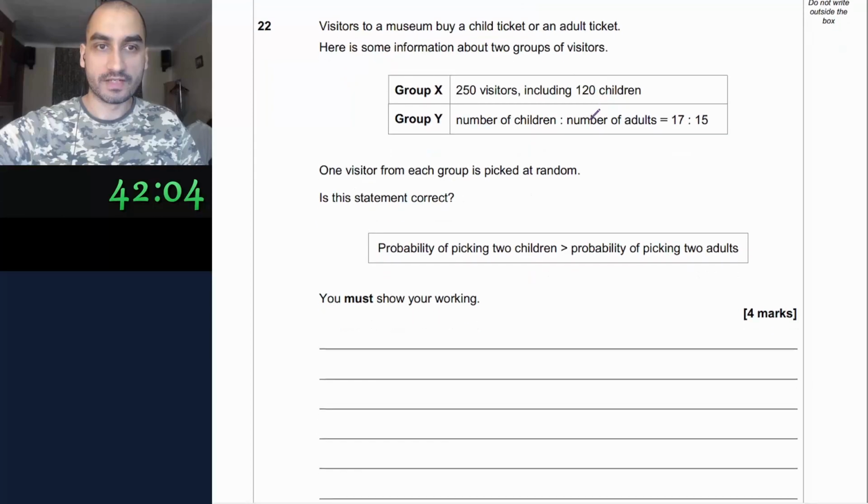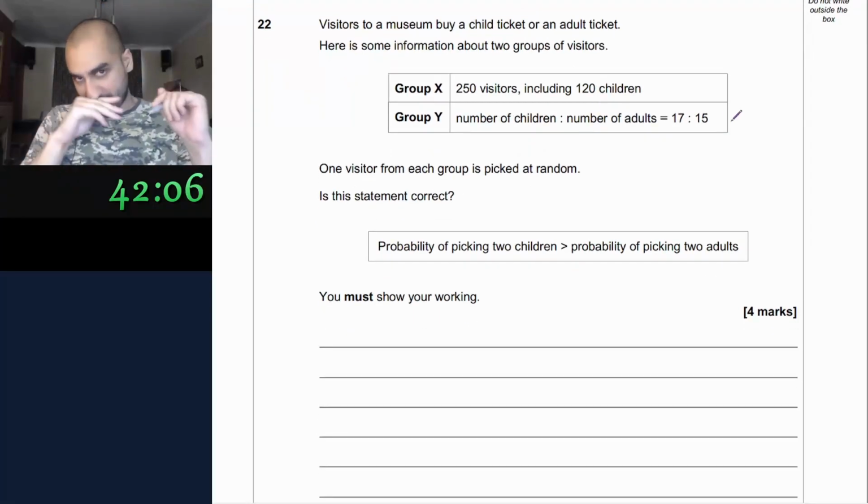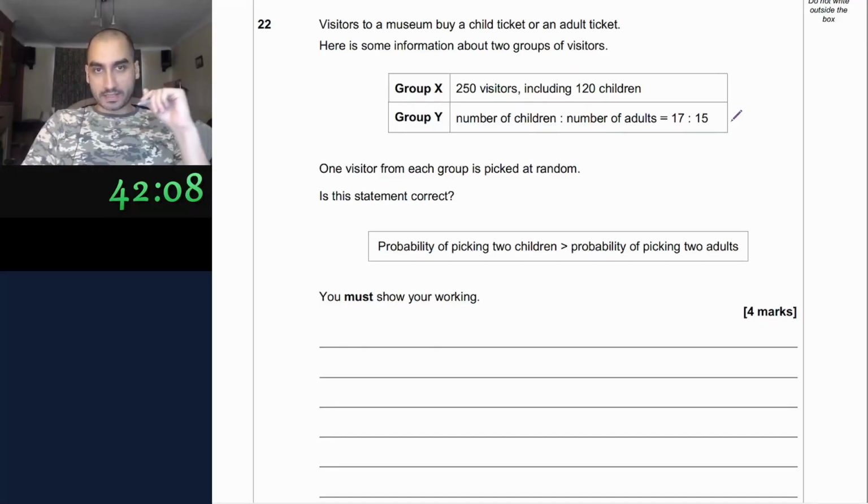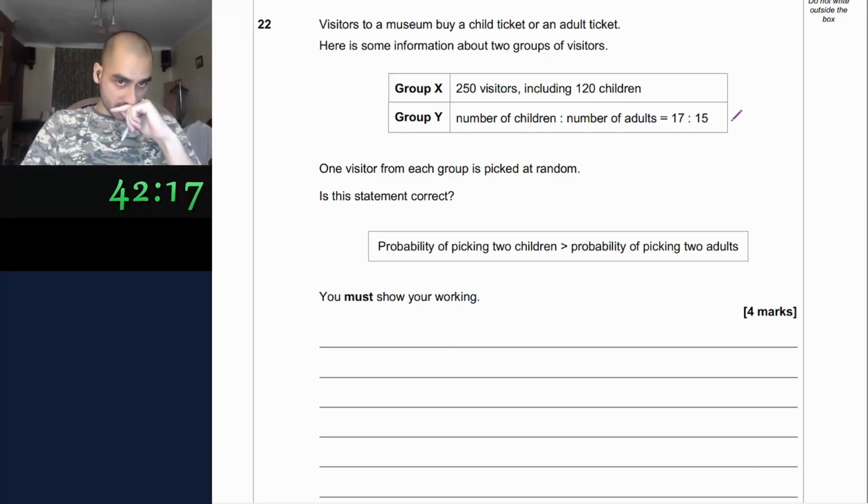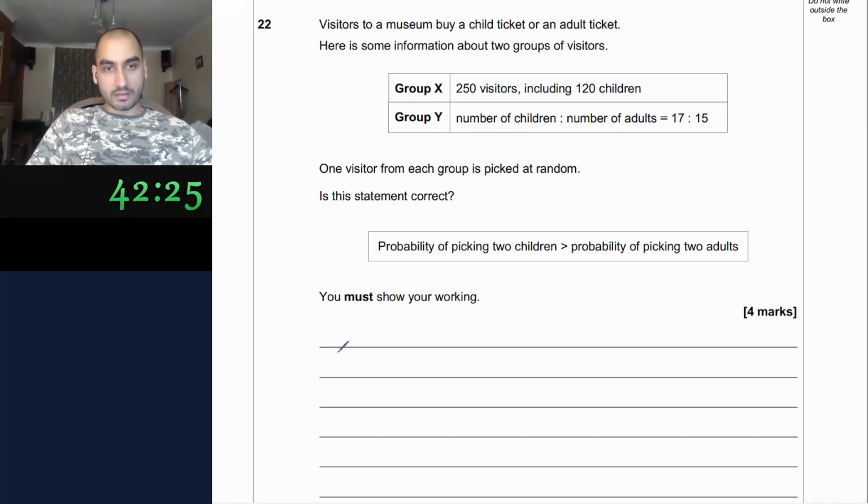Okay. Visitors to a museum buy a child ticket or an adult ticket. Group X, 250 visitors, including 120 children. Y, number of children to number of adults, 17 to 15. One visitor from each group is picked at random. Is this statement correct? The probability of picking 2 children is greater than the probability of picking 2 adults. Okay.